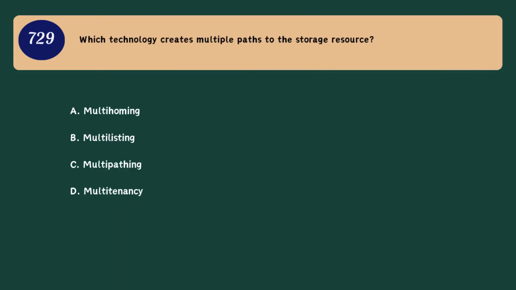Question 729. Which technology creates multiple paths to the storage resource? A. Multi-homing. B. Multi-listing. C. Multi-pathing. D. Multi-tenancy.